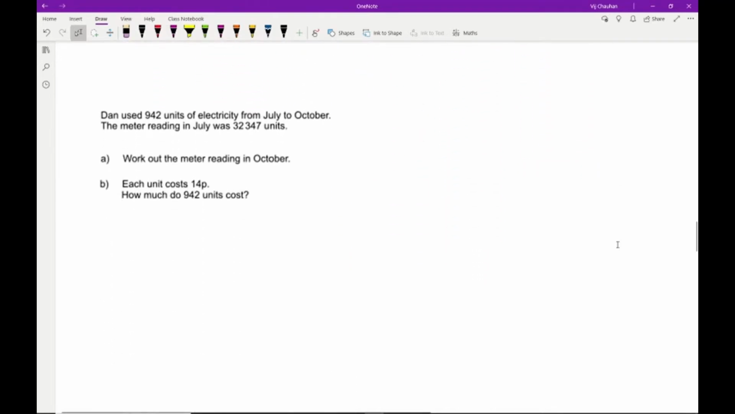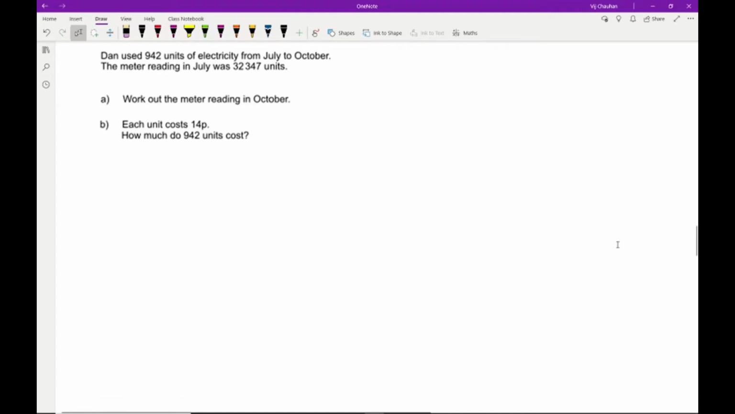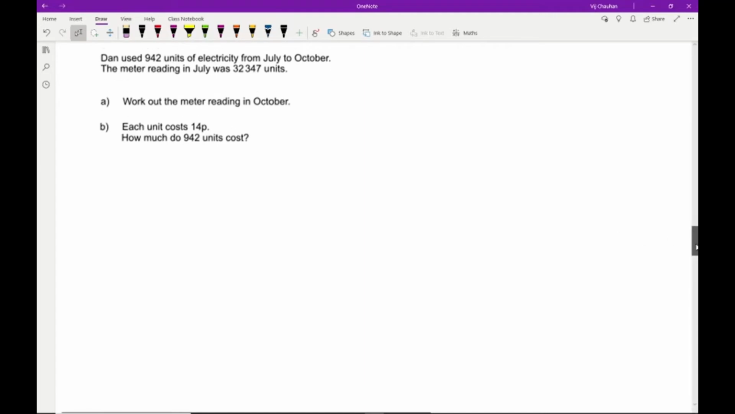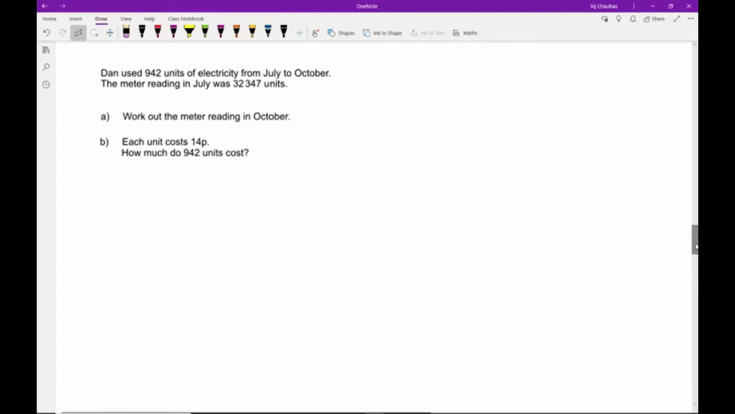Now the next question, we're talking about Dan. Dan used 942 units of electricity from July to October. The meter reading in July was 32,347 units. Work out the meter reading in October. Everyone has a meter reading at home, or most people have, which you can read out. If you've got a smart meter, you can see this and work out energy costs, something I'm sure you do in your spare time. But let's have a look.